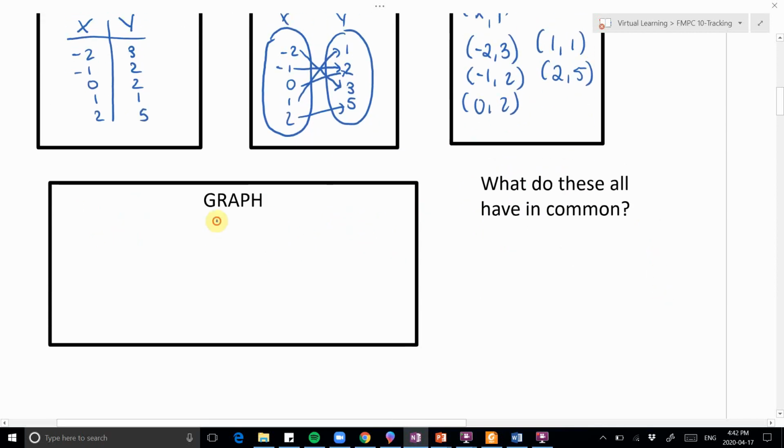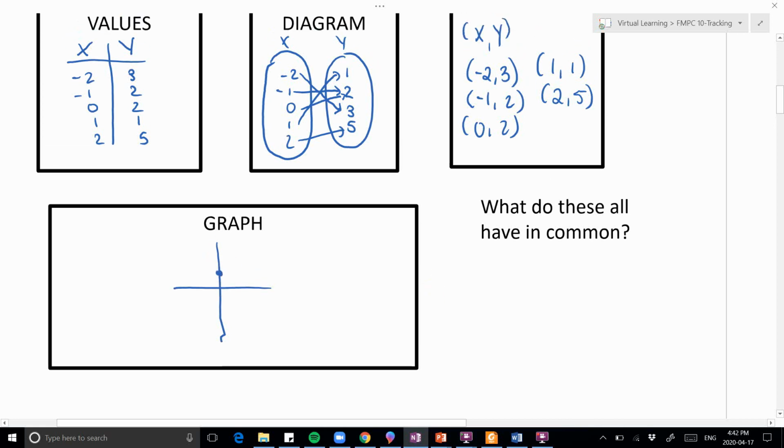So if I was graphing this, I would have a point at 0 and 2. I would have a point at -2 and 3. I would have a point at 1 and 1. I would have a point at 2 and 5. These are all my points. And -1 and 2. Right, so this would be the graph.